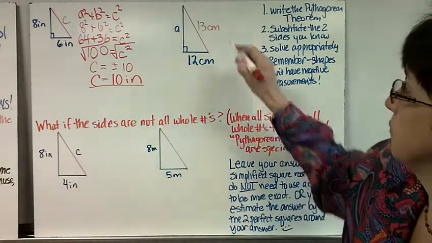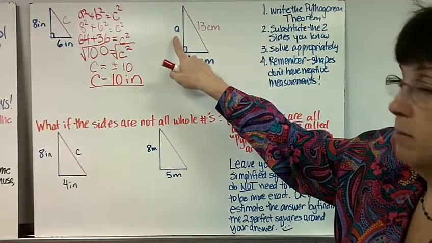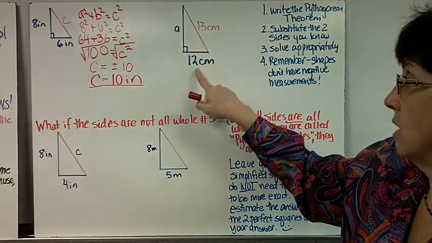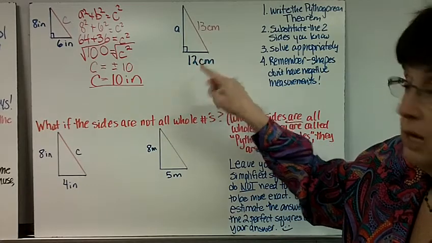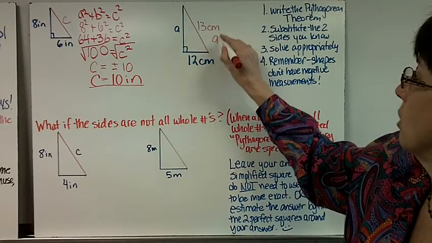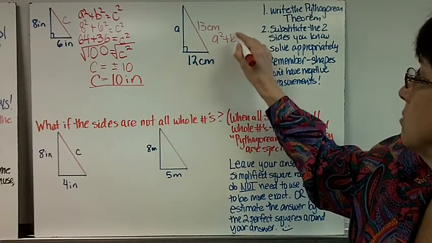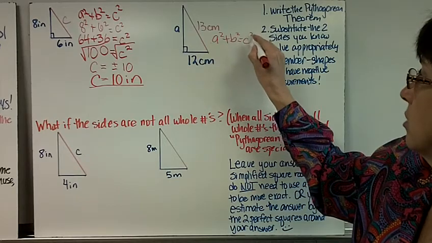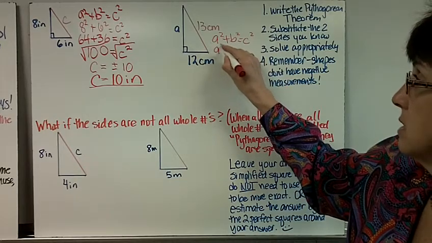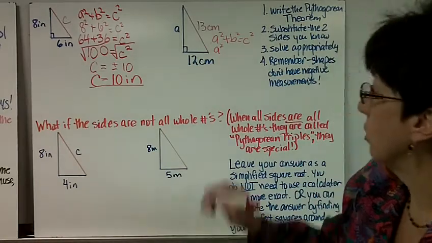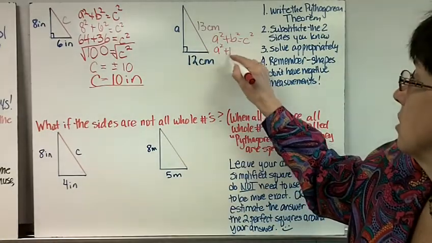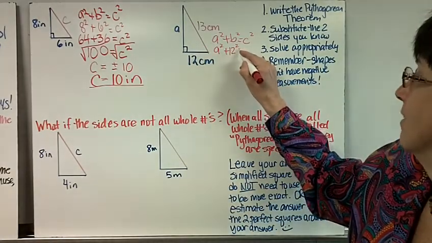Let's do this one. This time I'm missing a leg, so I have the hypotenuse and I have the other leg. So I'll write the formula. A squared plus B squared equals C squared. I don't know what A is this time, so I leave the A squared there, plus 12 squared.